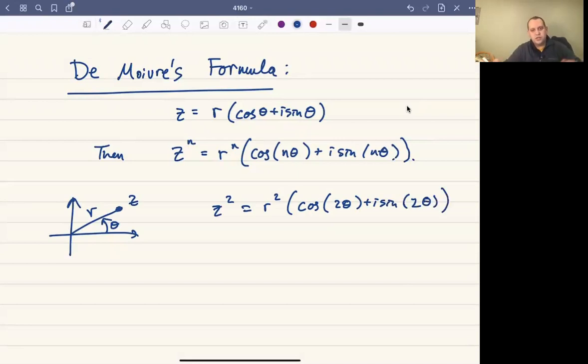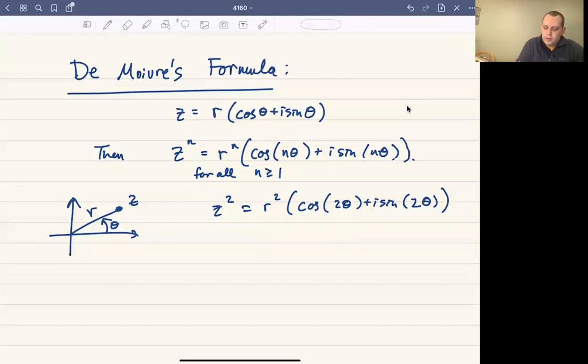And so if you were to do z cubed, what would happen? Well, you'd have r cubed times cosine of 3 theta plus i sine of 3 theta, because you would take z squared times z. z squared has a certain modulus and a certain argument, and then, based on what we know from multiplying complex numbers, when you multiply two complex numbers, you add the arguments and you multiply the moduli. So if you add another theta here, you'll get 3 theta, multiply another r, you get r cubed, and so on. And so you would do this just indefinitely. This is true for all integers n greater than or equal to 1.